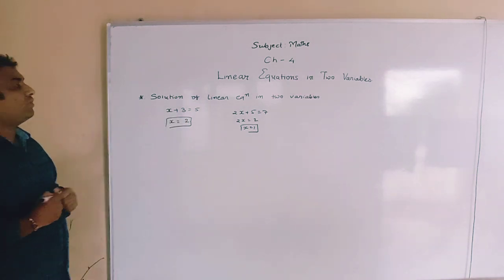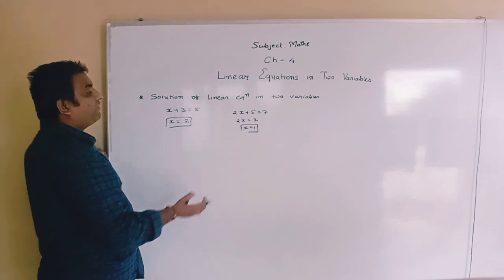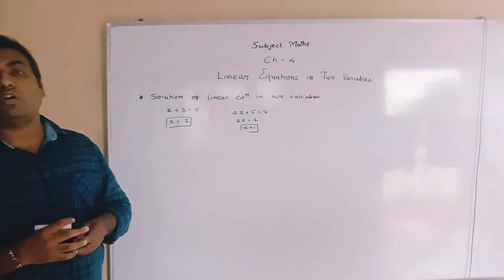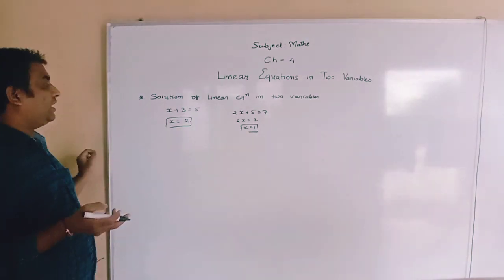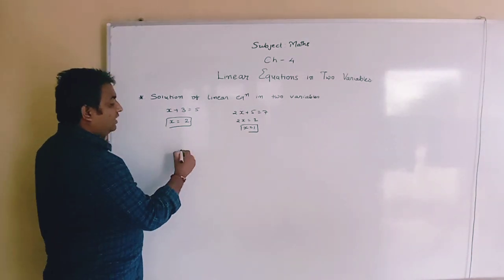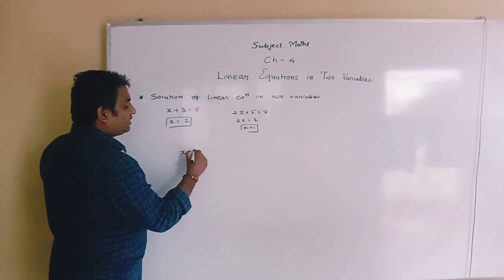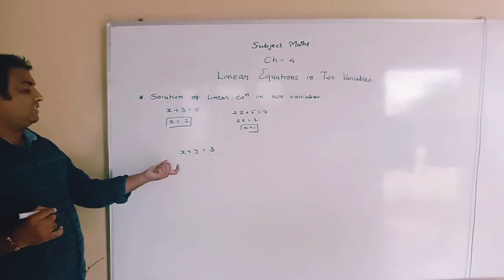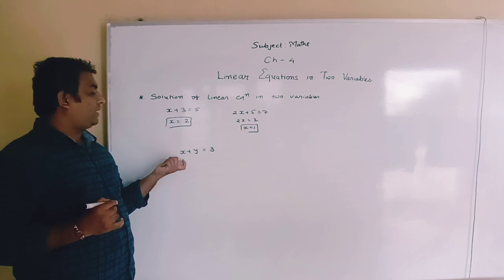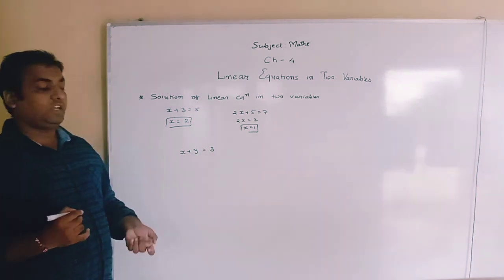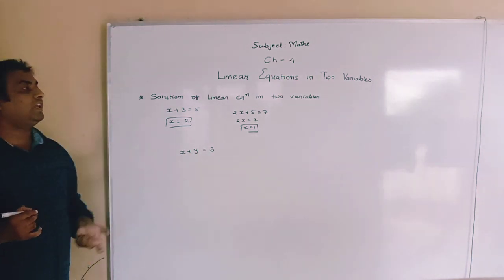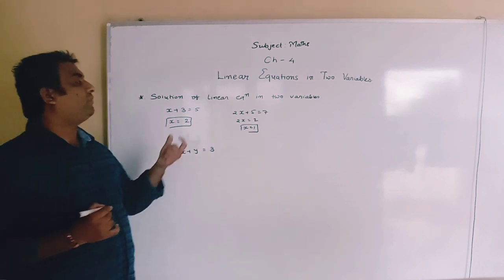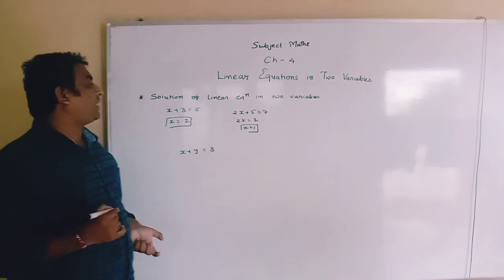But now what about a linear equation in two variables? Do they have a unique solution or more than one solution? Let us take one equation, x plus y equals 3. This equation has two variables, x and y. The solution of a linear equation means the values of the variables which satisfy the equation.